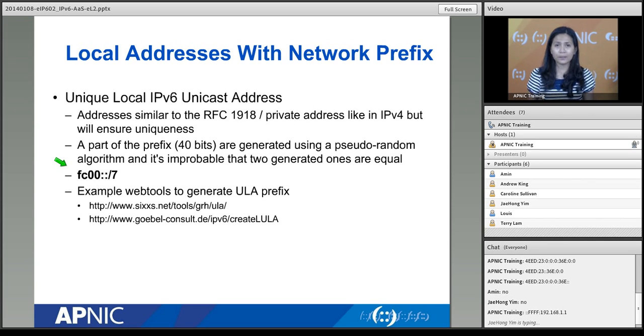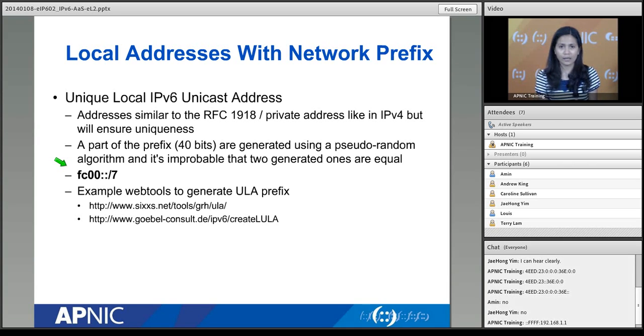Now, if you talk about IPv6, ULA can be considered as equivalent to RFC 1918. You only use it for your local network. You can use that to assign to your interfaces, but it should not be visible on the global IPv6 internet. All right. Now, before we had ULA, we had something called a site local address, or SLA.